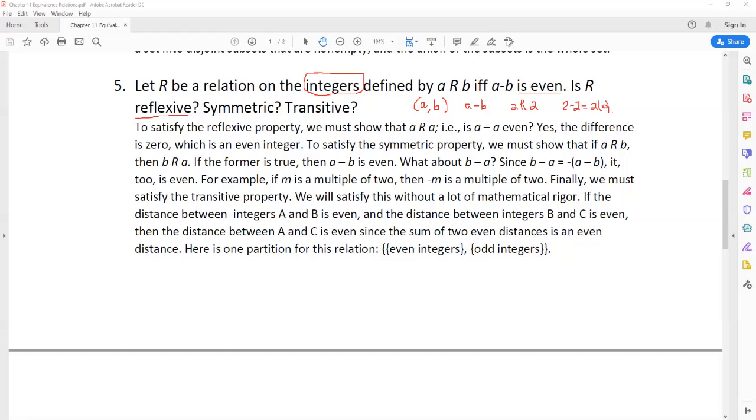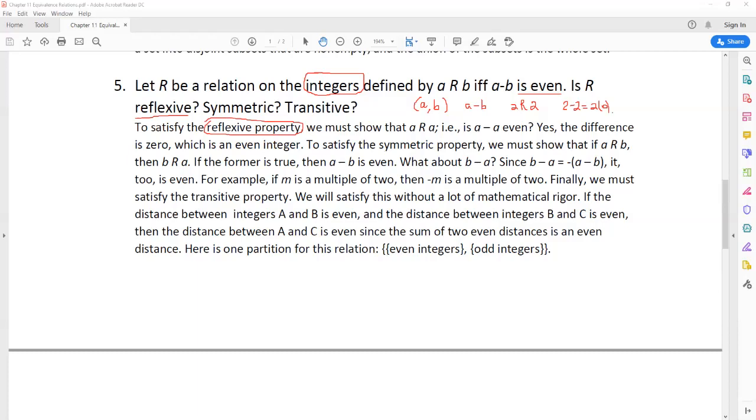Now that only holds for the ordered pair 2, 2. We have to show that it holds for all ordered pairs A, A. Well, A minus A is equal to 0. And again, 0 is an even integer. So we do have the reflexive property for this given relation.